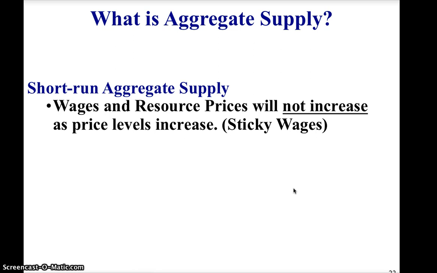Resource prices, sometimes they're called menu prices. McDonald's does not just immediately shift the price of its hamburgers if there's inflation, right? It takes a long time. So we call that sticky wages, sticky prices. And so this causes something that's interesting, which we will get to.